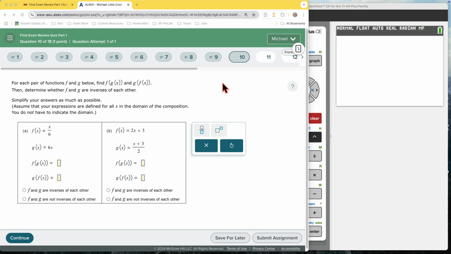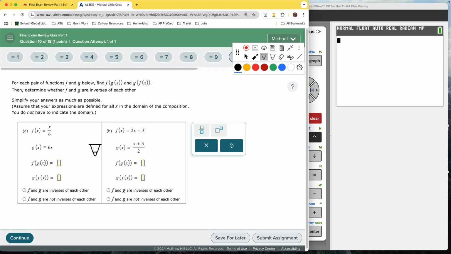Two questions here, an A question and a B question, and we're going to work through this. This is on composition of functions, and it's also going to ask us whether they're inverses of each other. So find the composition f of g of x and g of f of x.